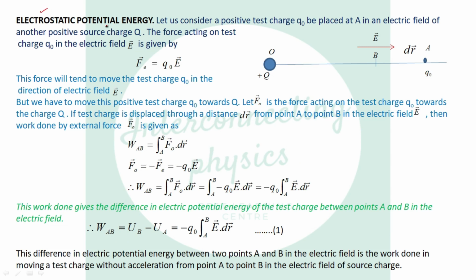Before studying electric potential, we should know about electrostatic potential energy. So let us consider we have a charge plus Q, which is a source charge, and we have a test charge Q naught, which is very small as compared to this source charge. Means Q naught has very less magnitude as compared to this source charge. Now this charge is positive and Q naught is also positive.